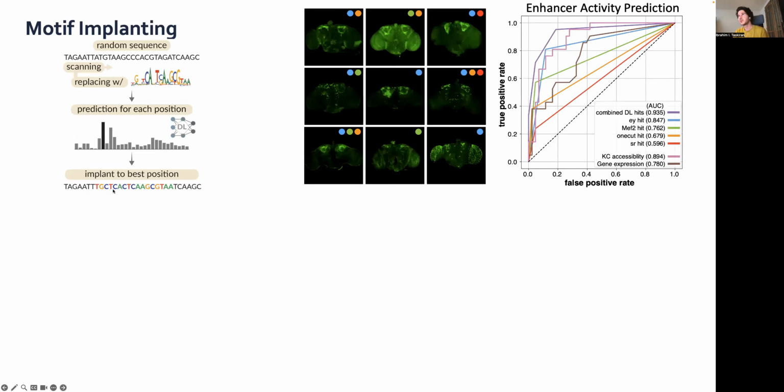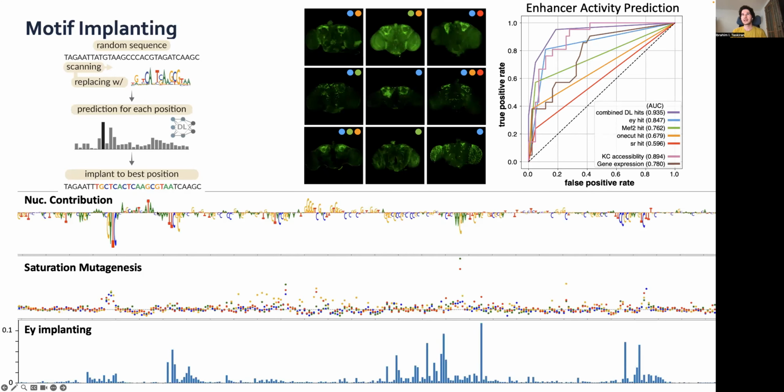And for the Kenyon cells, from the previous publication, we knew that EcR, Mef2, Onecut, and Sr transcription factors are very predictive for the enhancer activity. So we use these four. And to give an example, here is this initial random sequence and how the nucleotide contribution scores look.